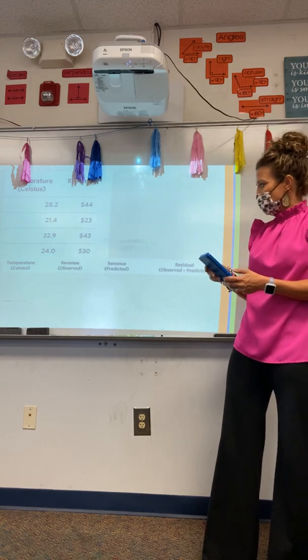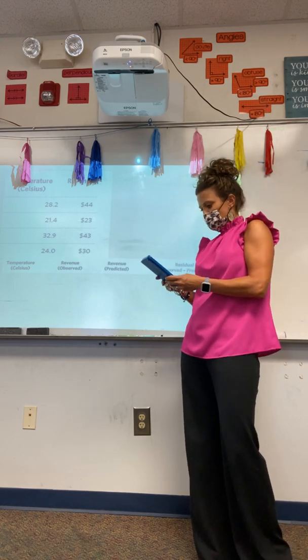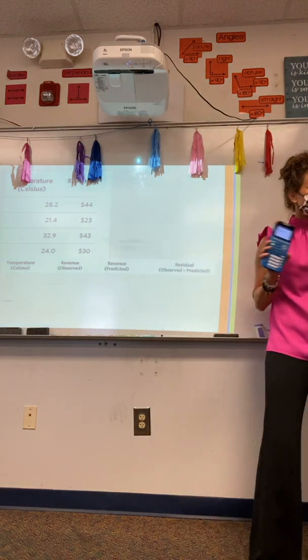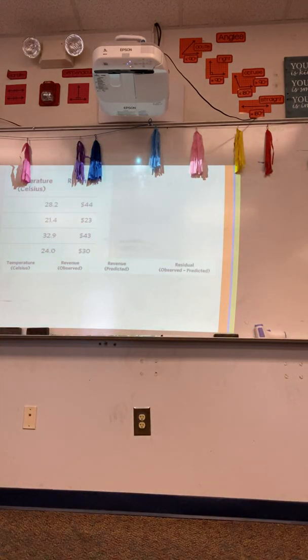I'm going to do one of them by hand, and then obviously we can do the rest in the calculator, okay? All right, so you should have a slide with all that on it. Before you can actually figure this stuff out, I'm just going to go ahead and write down a little bit of this. So my temperature: 28.2, 21.4, 32.9, 24.